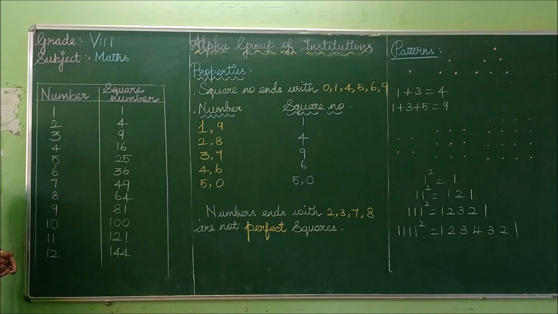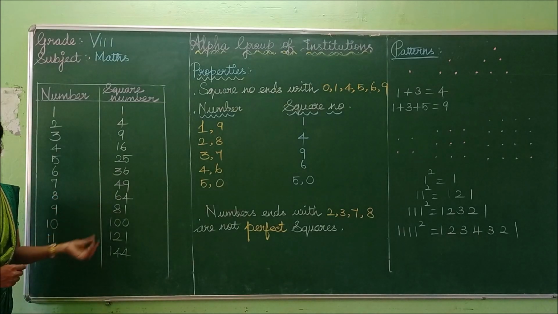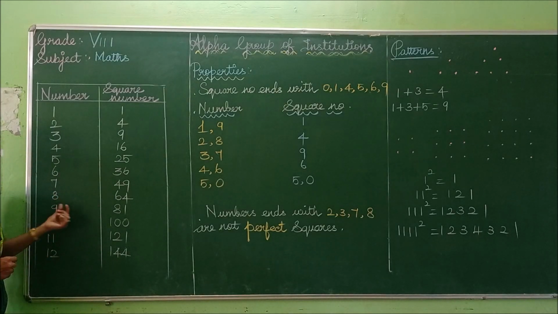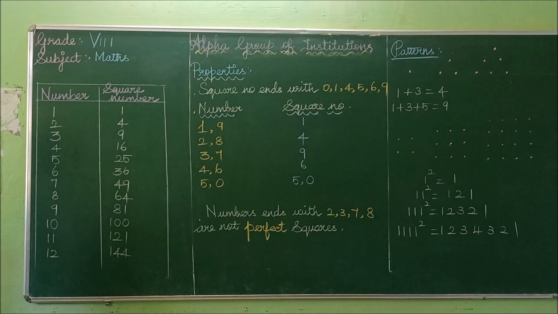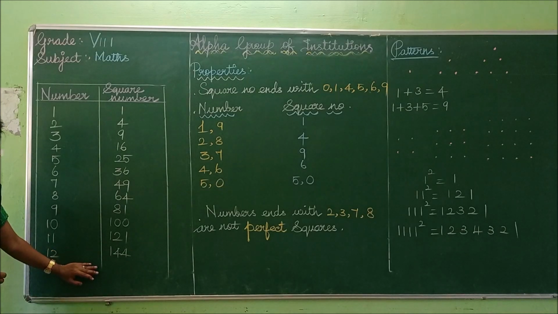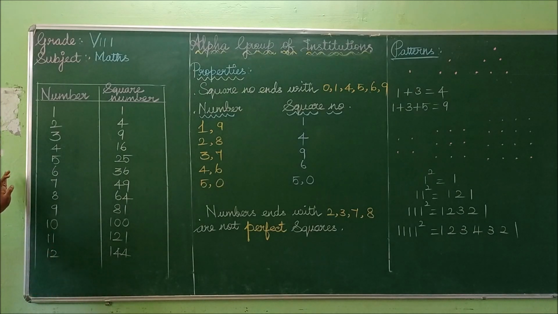7 square? 7 into 7 is 49. 8 square? 8 into 8 is 64. 9 square? 9 into 9 is 81. 10 square? 10 into 10 is 100. 11 square? 11 into 11 is 121. 12 square? 12 into 12 is 144. Up to 12 I have done here. Others you have to write in the classwork.